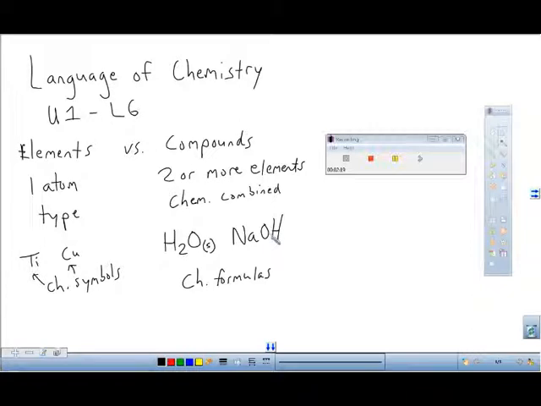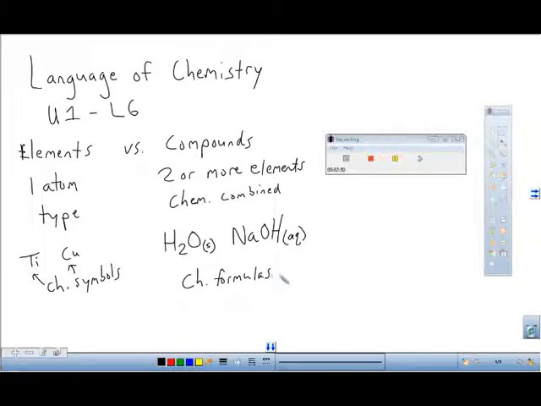If it's sodium hydroxide, it could be aqueous. That means it's a solid dissolved in water. If you see an L, that means it's a liquid. If you see a G in parentheses, that means it's a gas. So by looking to see what's in parentheses, it'll tell you what state of matter, what phase that substance is in. Solid, liquid, gas, or is it a solid dissolved in water, which is aqueous.